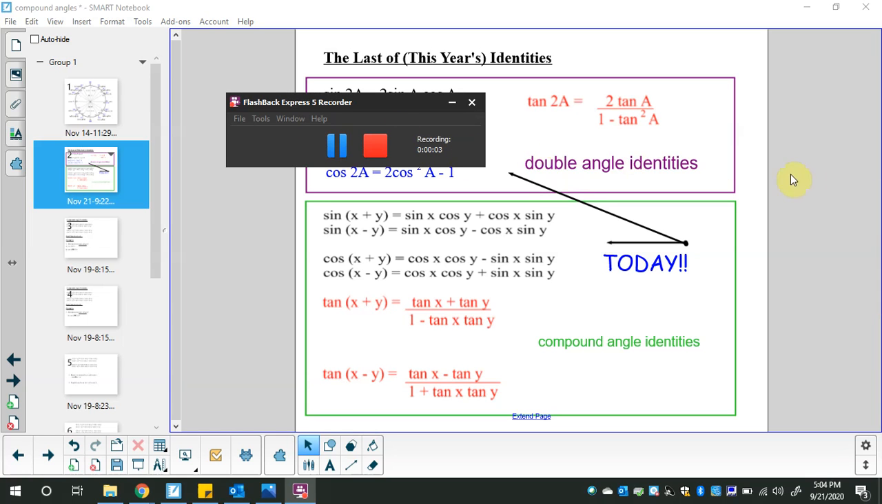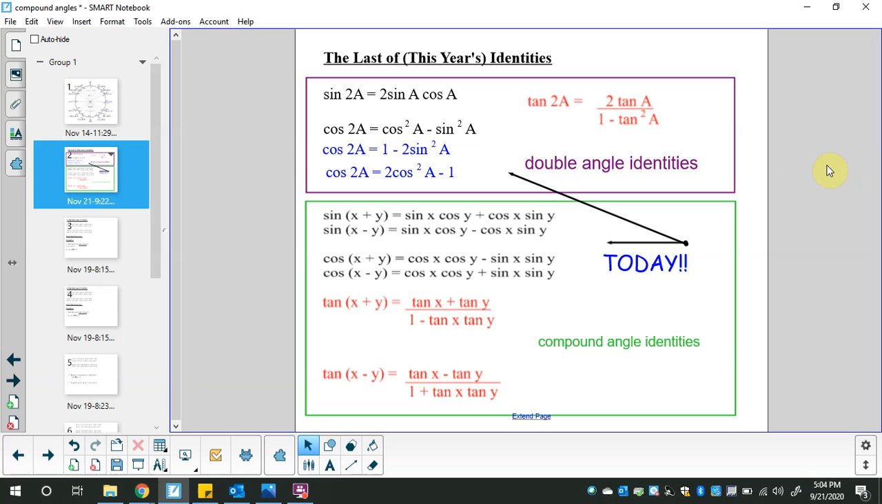Hey, so if you're asked to do a resource sheet, this is all the rest of the identities. So we've done, what is it, 17, 9 plus 8, 17. So this is 18, 19, 20, 21, 22, 23, 24, 25, 26, 27, 28. That's it.